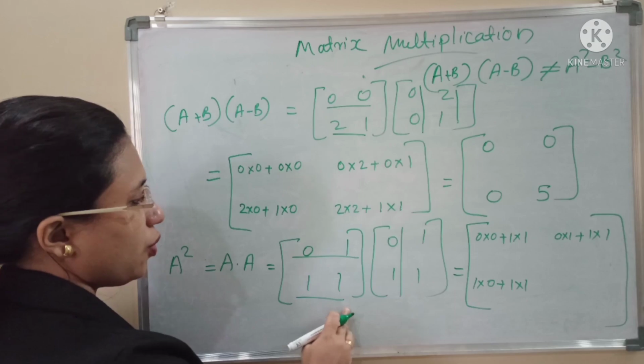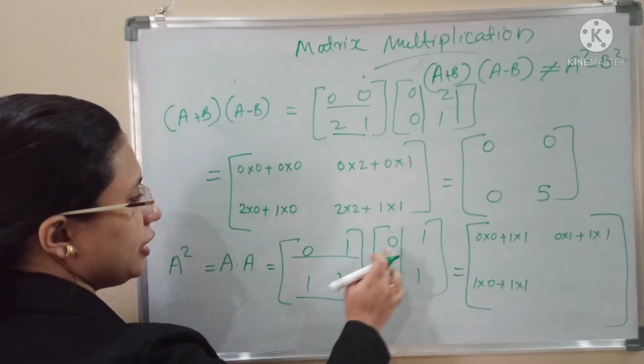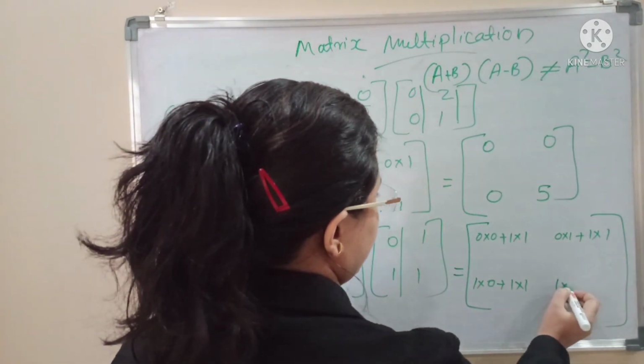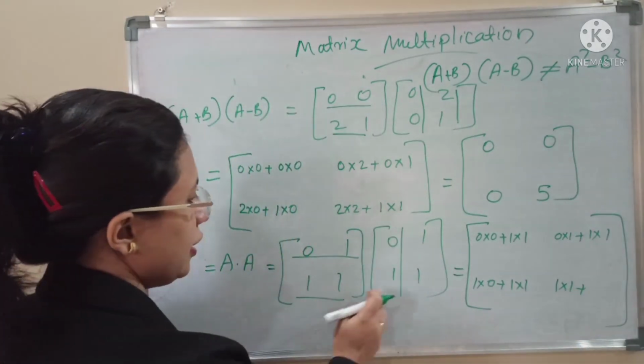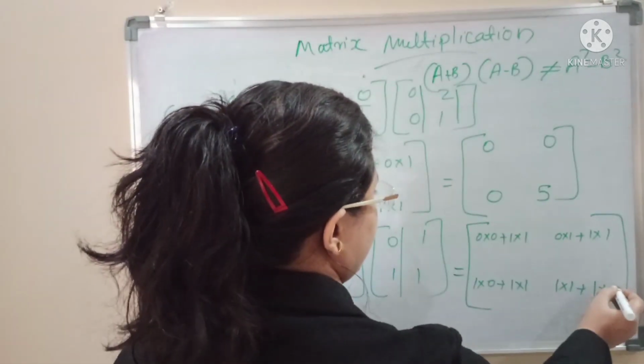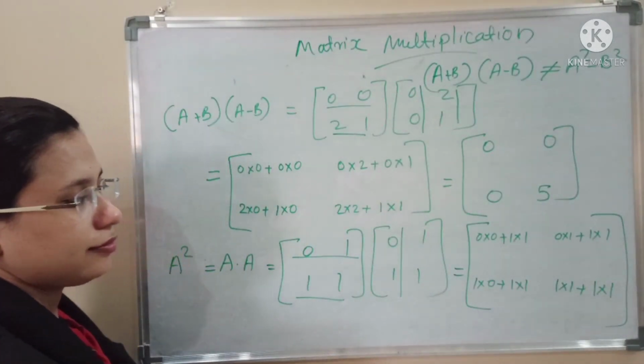Again the same row with the second column. 1 into 1 plus 1 into 1. Clear?